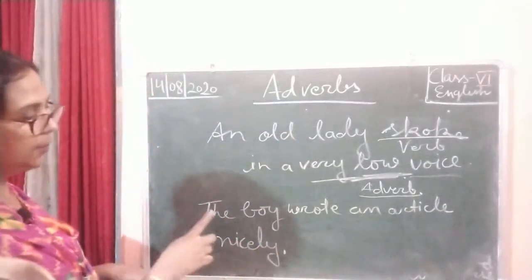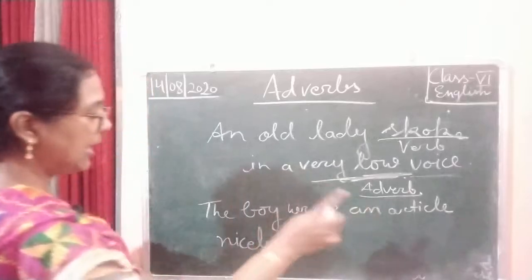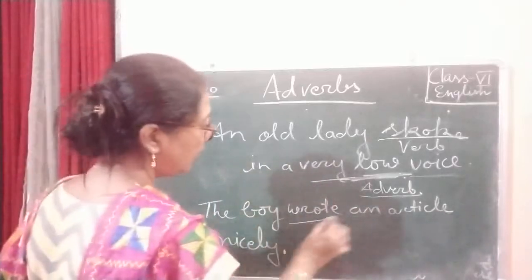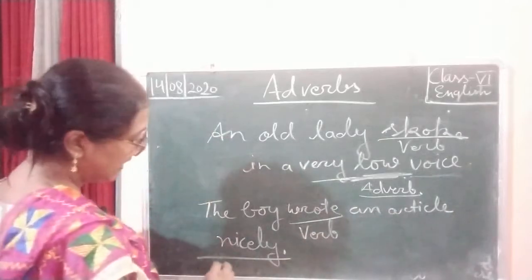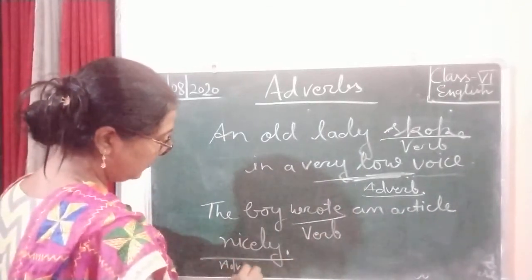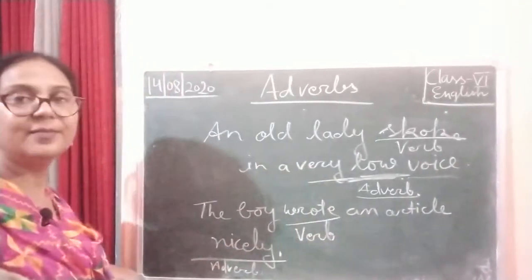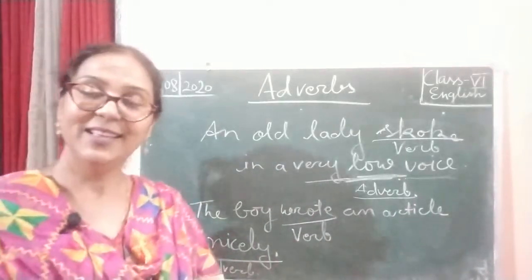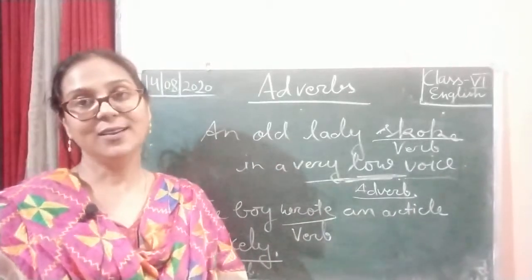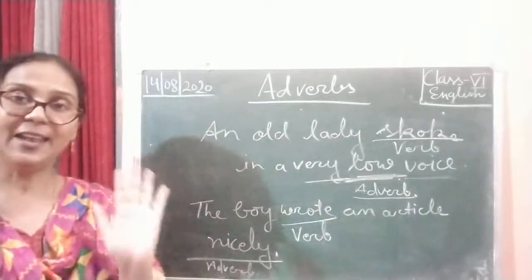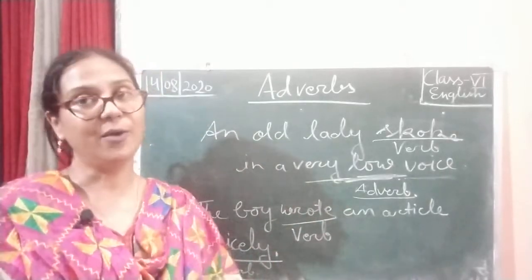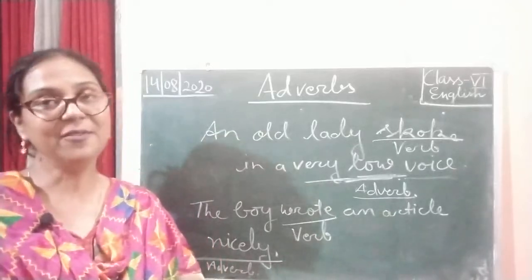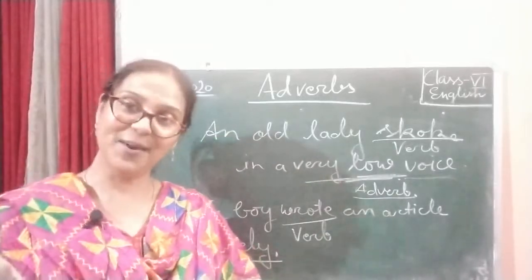Now here, the boy wrote an article nicely. Wrote here is a verb and nicely is an adverb. An adverb. So, this we have to learn. An adverb always describes a verb. That we have to always keep in our mind.